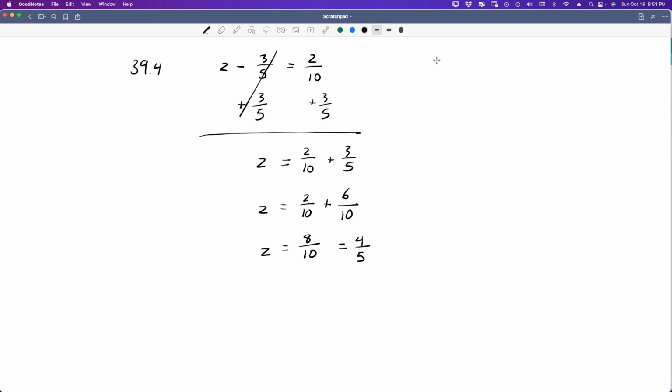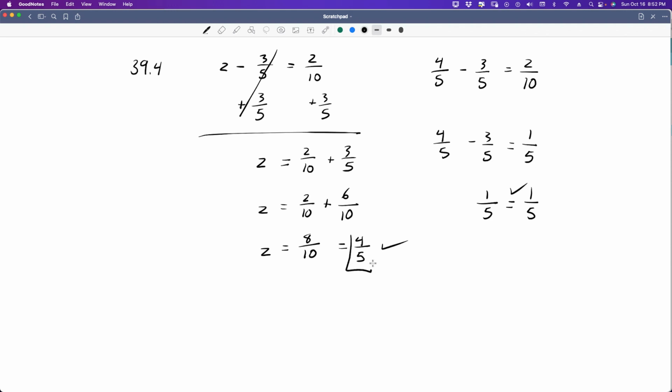So my original problem, z minus 3 over 5. So I've got 4 over 5 minus 3 over 5 is equal to 2 over 10. Well, guess what? 2 over 10, I can reduce that to a denominator of 5 by dividing the top and the bottom by 2. 4 over 5 minus 3 over 5 is equal, divide this by 2, I get 1, divide this by 2, I get 5. So 1 over 5. 4 minus 3 is 1 over 5 is equal to 1 over 5. So this is the correct answer. 4 over 5 is correct.